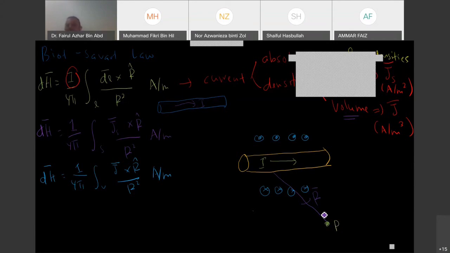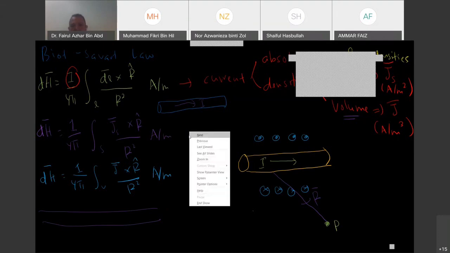All right, and then after that, how do we find it? Basically we can use the equation that we have here, by using the Biot-Savart law. The detailed explanation you might see inside the video. This one is only a brief of the concept of how to derive the magnetic field.